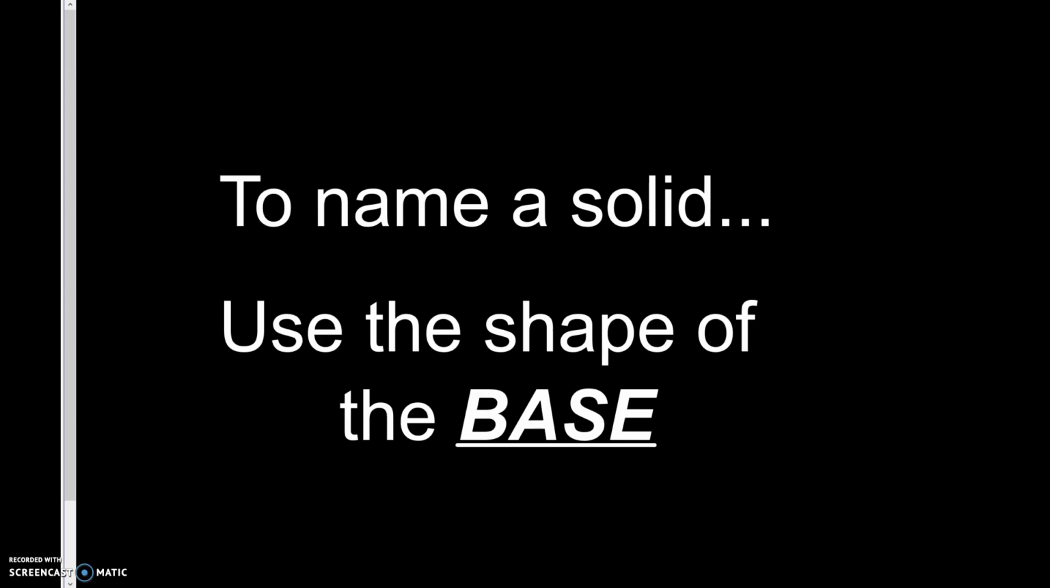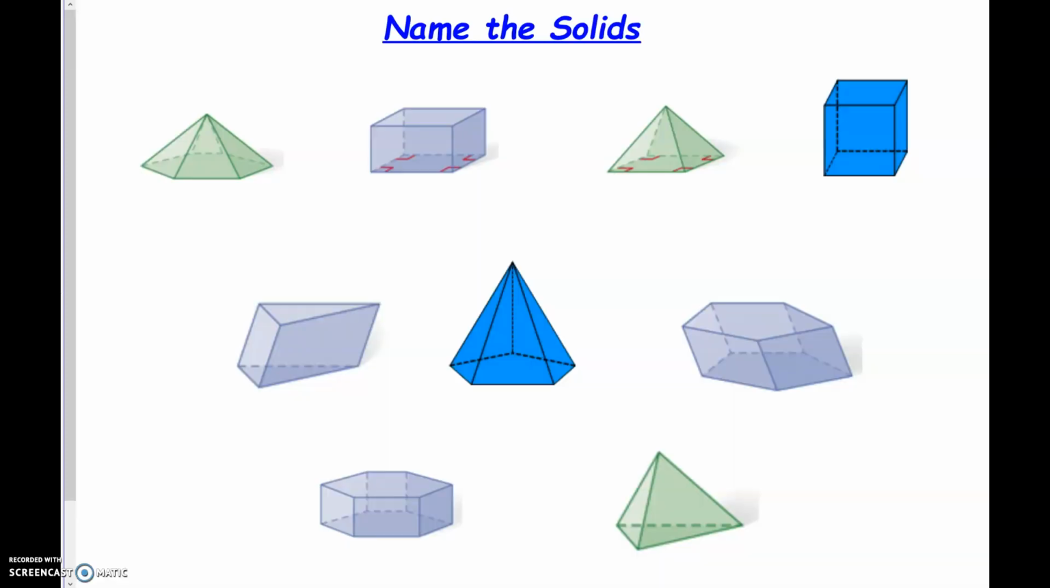To name a solid, so now we're jumping into solid polyhedrons, we're going to use the shape at the base to primarily name these figures. In this first figure here, I have to count the number of sides. We know it's going to be a pyramid because it only has this one base instead of two. Now we have to count the number of sides: 1, 2, 3, 4, 5, 6. So this would be a hexagonal pyramid.